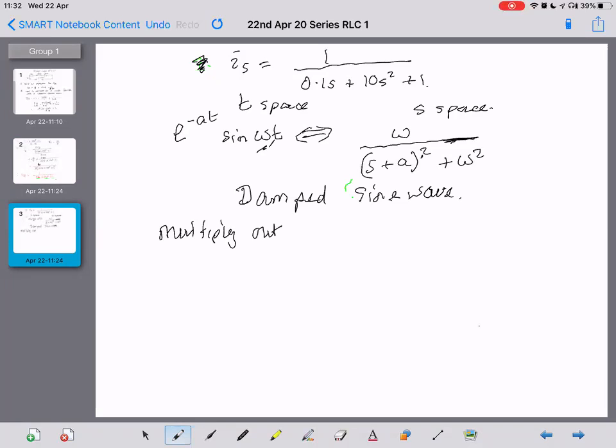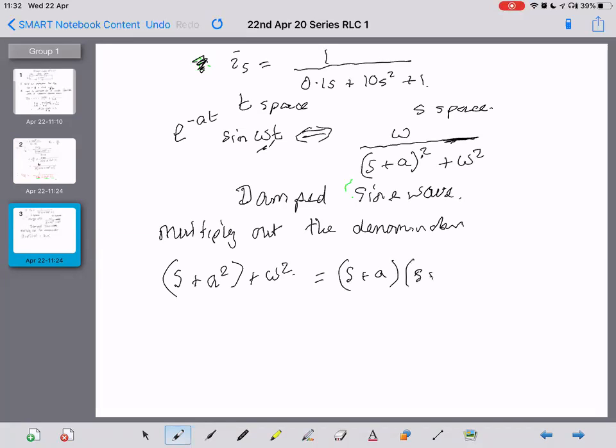If we multiply out the denominator, so if we do (s plus a) squared plus omega squared, what that is, is (s plus a) times (s plus a) plus omega squared.